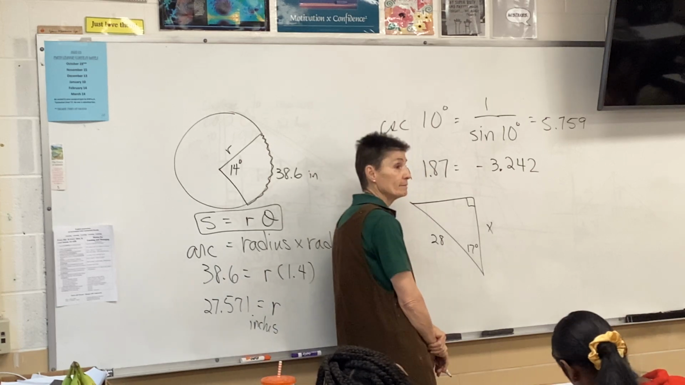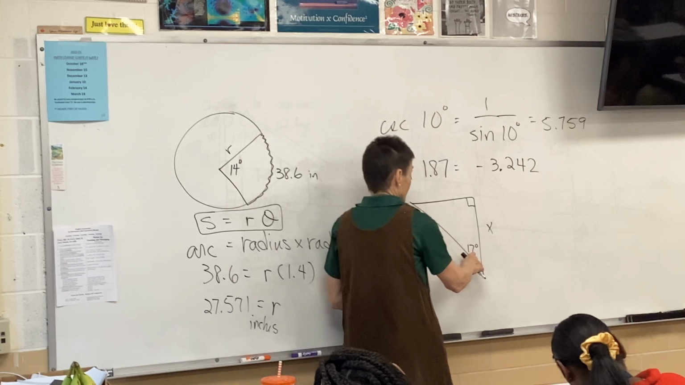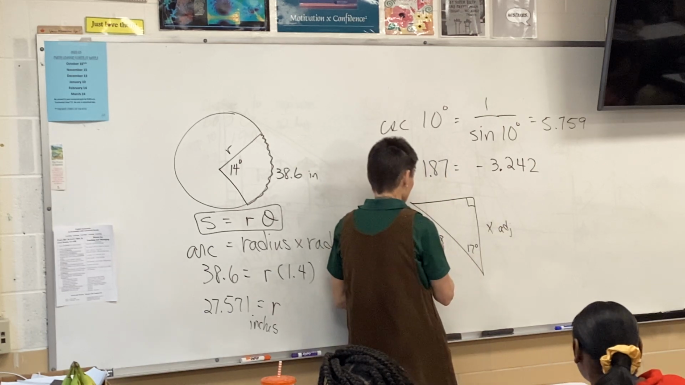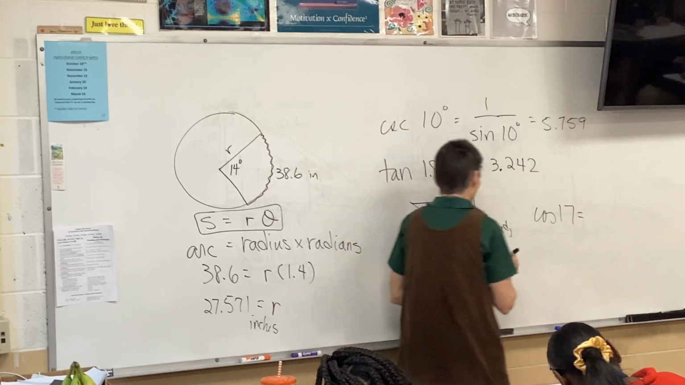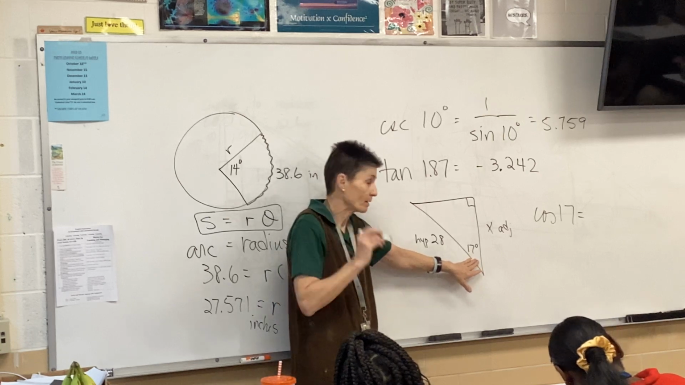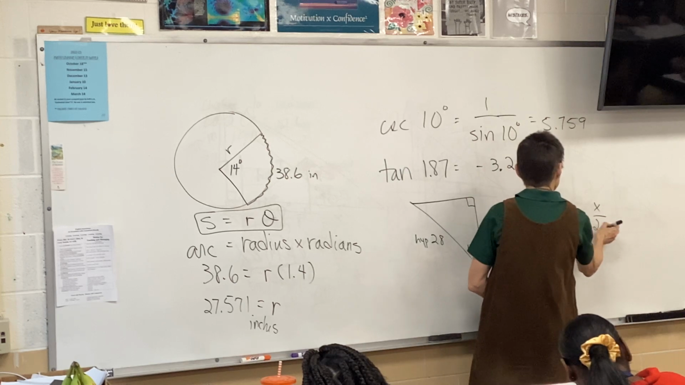Why? You're right. Somebody said cosine and you're right. Why? Because you're trying to get adjacent and you have a hypotenuse. This is adjacent and this is hypotenuse. So your equation is gonna be cosine 17. Always put the angle with the cosine or the sine, whatever it is. So cosine 17 equals x over 28.